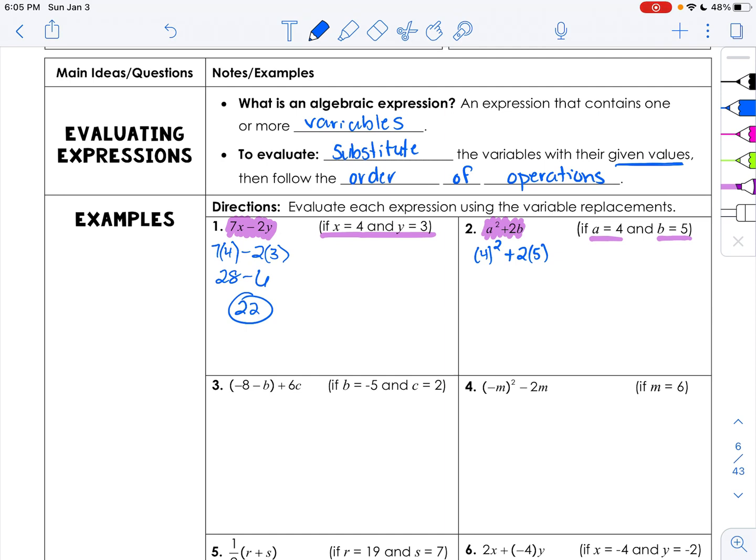Now, it's very important here you're following order of operations, which says I need to do my exponent first. So I need to do 4 squared first. 4 squared is 16, because 4 times 4 is 16, plus 2 times 5. I'm going to do my multiplication next. 2 times 5 is 10. So 16 plus 10 is 26. And remember, in order to evaluate an expression, you have to be told what those variables equal, the value of those variables. Go ahead and highlight number 3 through 8.